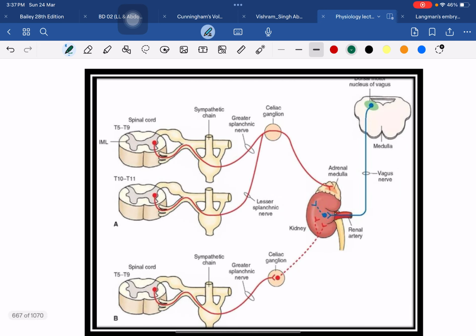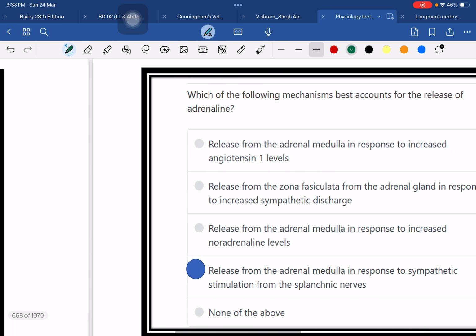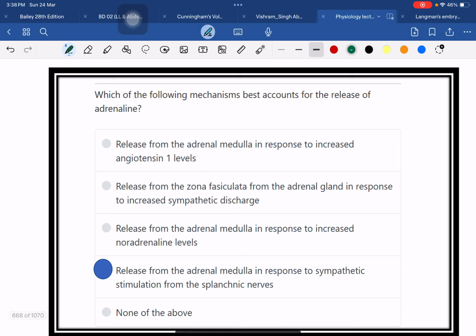Here in the diagrammatic figure, we can see the adrenal medulla, and here is the kidney, and we can see the sympathetic discharge. It goes to the adrenal gland and releases the adrenaline. So what is the mechanism? The mechanism is release from the adrenal medulla due to sympathetic stimulation. It is very important. It is sympathetic stimulation.